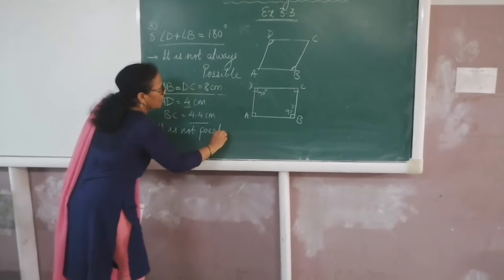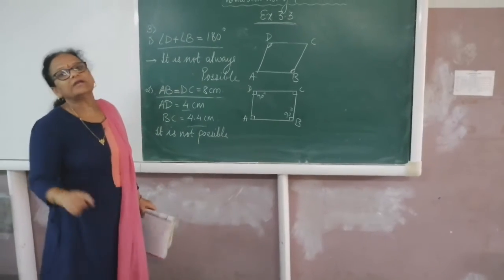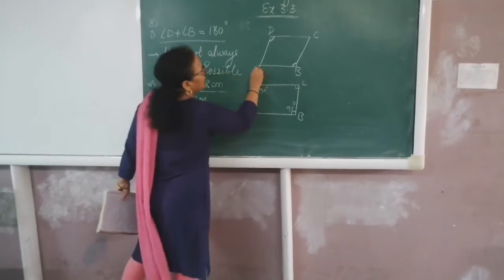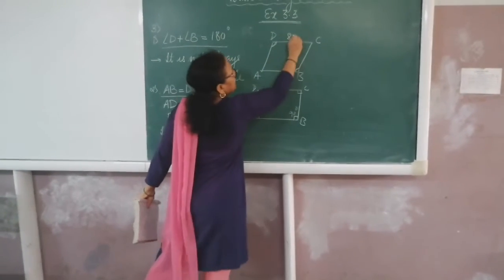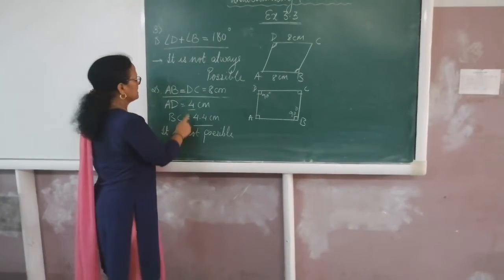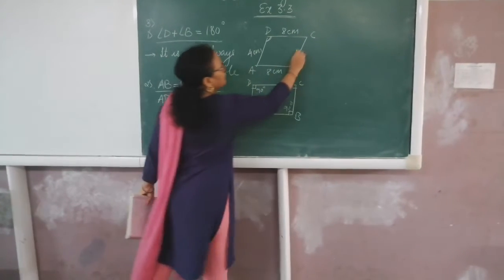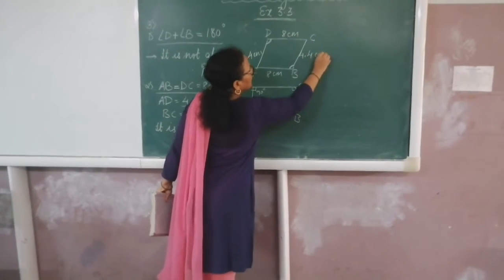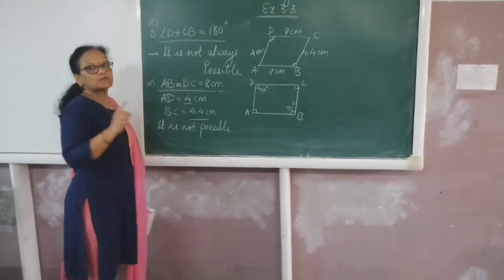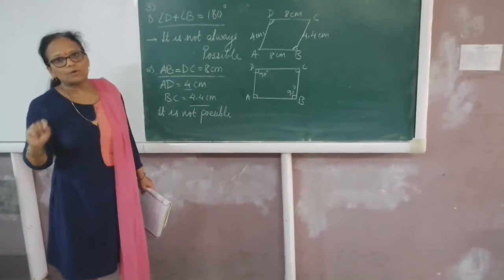Because in a parallelogram, all the opposite sides are parallel to each other and equal to each other. Then only it is called a parallelogram. And here these two sides are not equal. AB is equal to DC, this is 8 centimeter, this is 8 centimeter. And this AD is equal to 4 centimeter and this is 4.4. That means these two are not equal to each other and that's why it is not possible that, when this condition is given, it is a parallelogram.